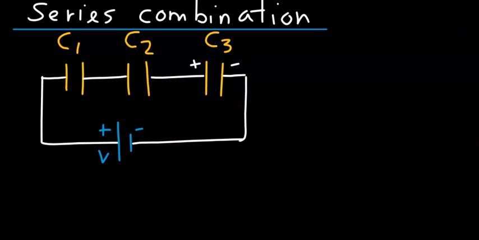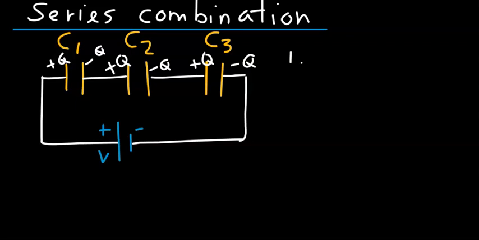So C3 would have negative Q and positive Q respectively on its plates. The right-hand side of capacitor C2 would have negative Q on it because it is closest to the positive plate of C3, and the left-hand side plate of C2 would have the opposite, plus Q. Likewise, C1 would have minus Q there and positive Q there.